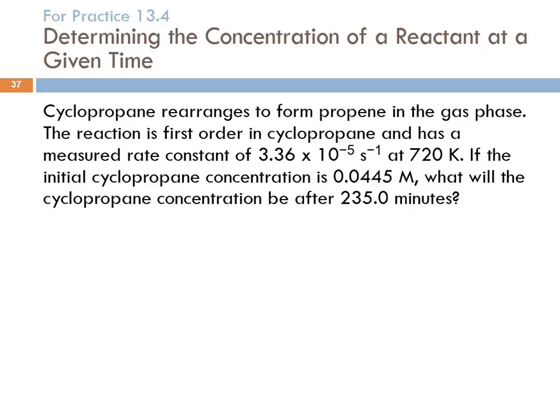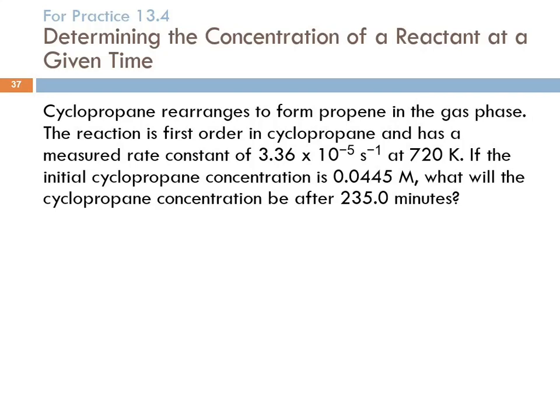Determine the concentration of a reactant at a given time. Cyclopropane rearranges to form propene in the gas phase. The reaction is first order in cyclopropane and has a measured rate constant of 3.36 times 10 to the minus 5 per second at 720 Kelvin. If the initial cyclopropane concentration is 0.0445 molar, what will the cyclopropane concentration be after 235.0 minutes? Doesn't this sound fun?